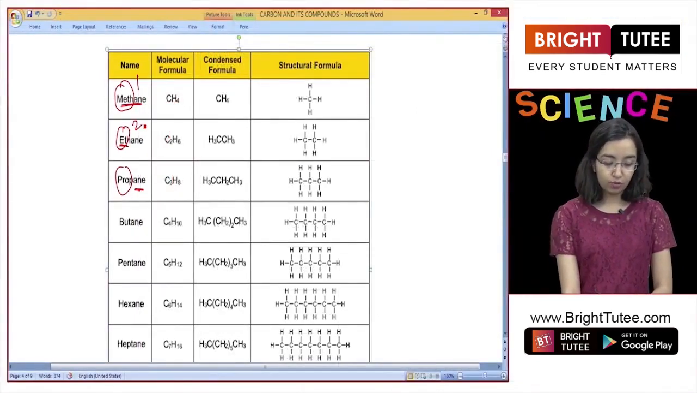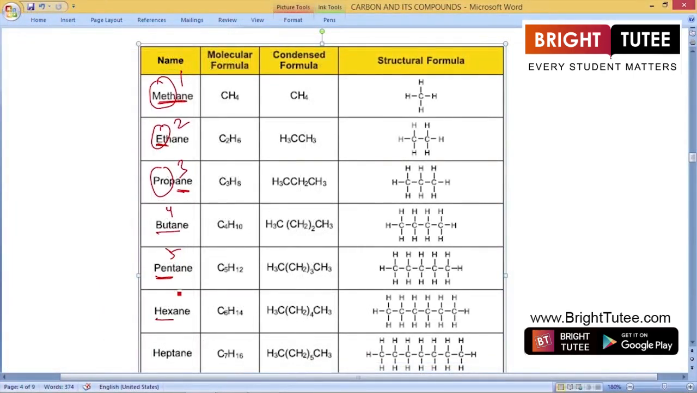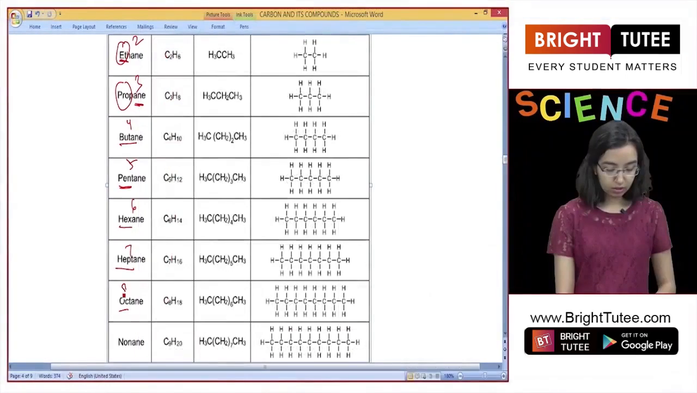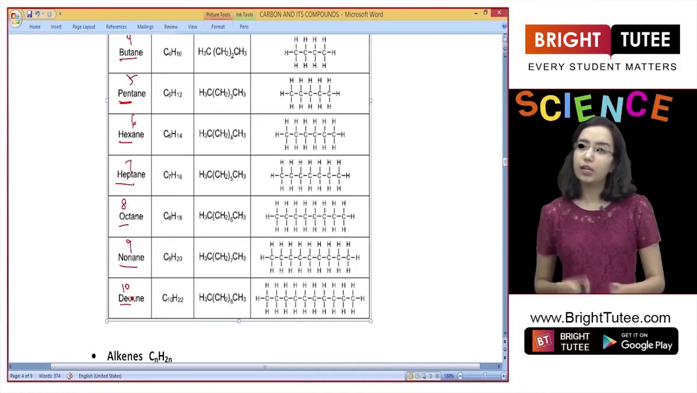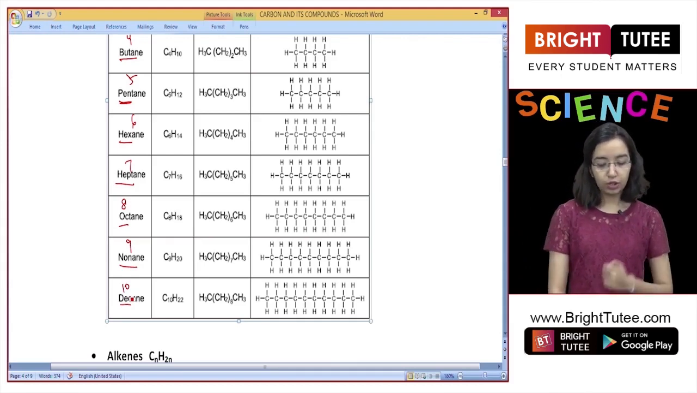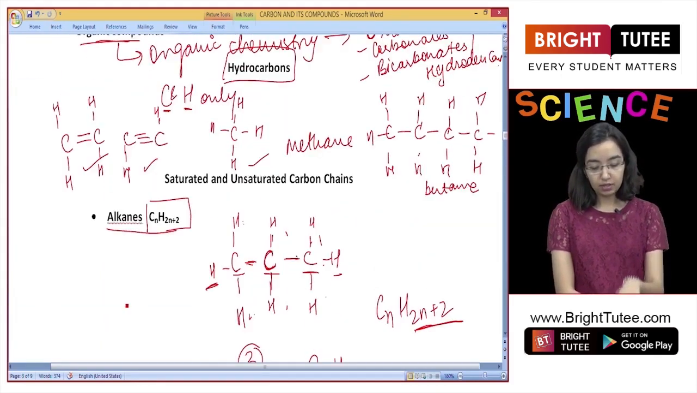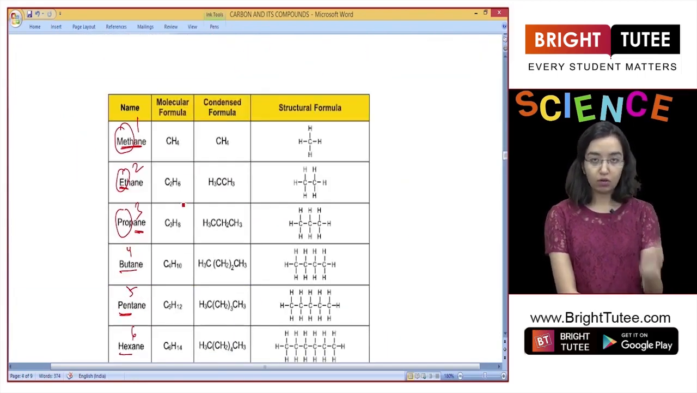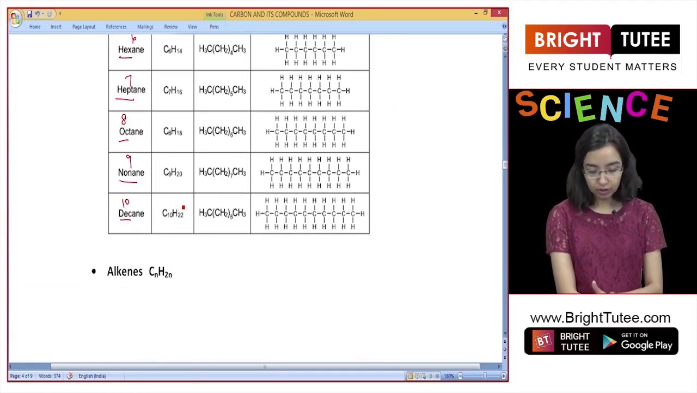For 1 it is meth, for 2 it is eth, for 3 it is prop, for 4 it is but, pent for 5, hex for 6, hept for 7, oct for 8, non for 9, and finally dec for 10. It goes on further, but only till 10 is required for your curriculum. So what you've understood so far is that the first type of hydrocarbons are called alkanes. They are represented by the formula CnH2n+2. Based on the number of carbon atoms, they are called methane, ethane, propane, butane, pentane, hexane, and so forth.